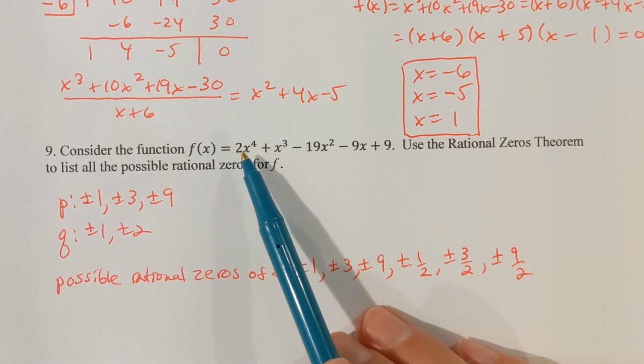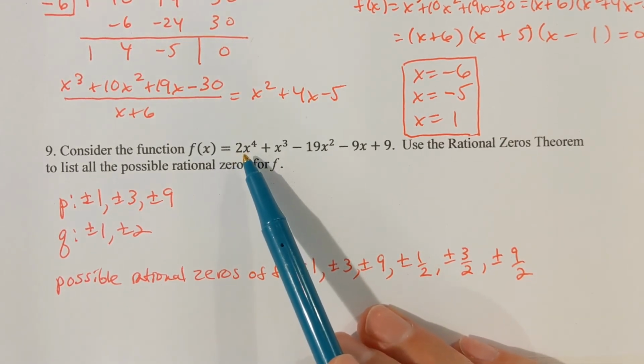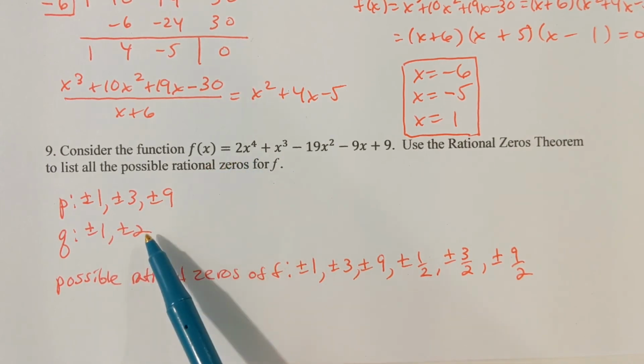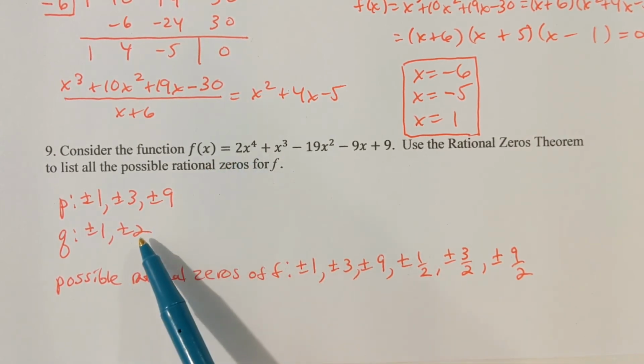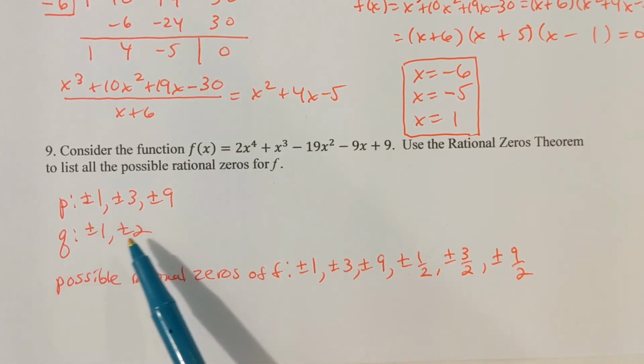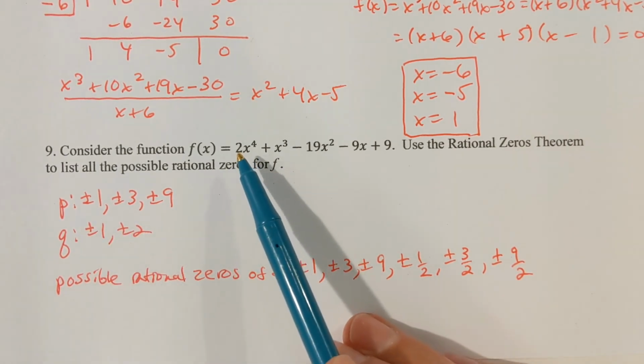Now get the q values. We want to list all the factors of 2. 1 and negative 1 go into any number. 2 is a factor of itself, and also negative 2 goes into 2. So we're going to have 4 factors of 2.